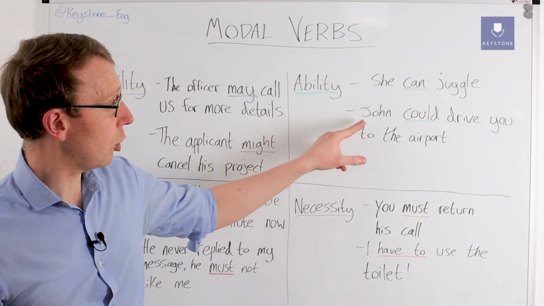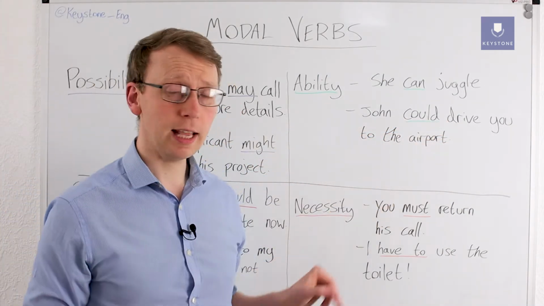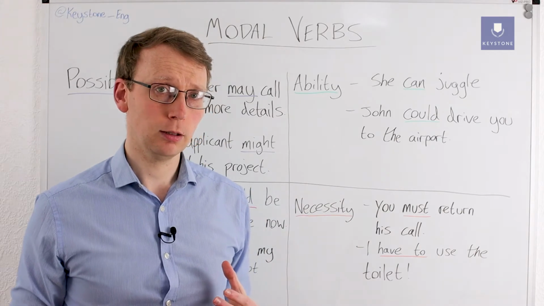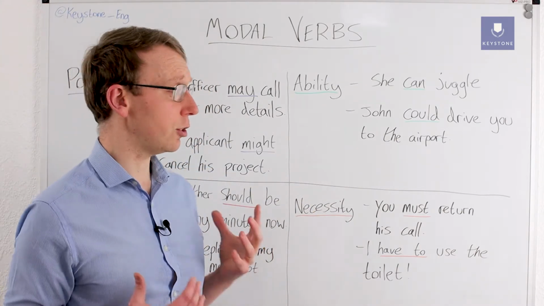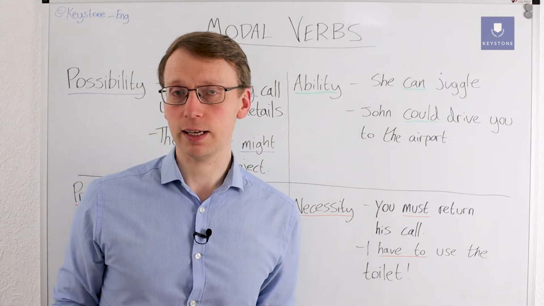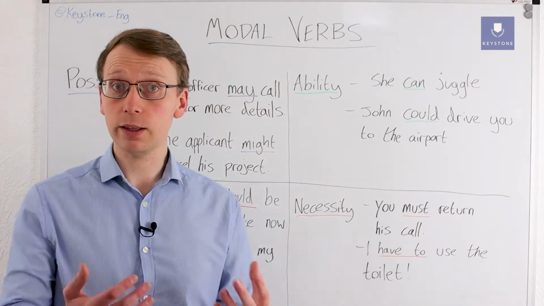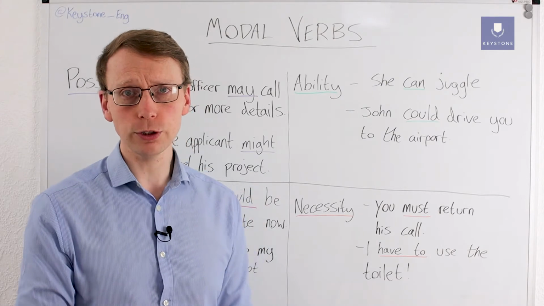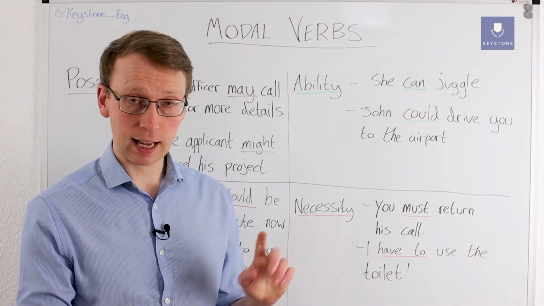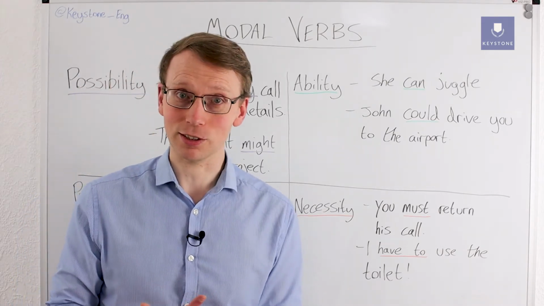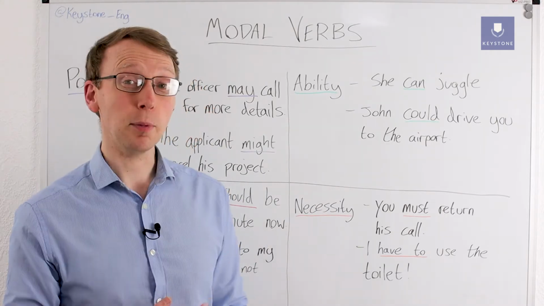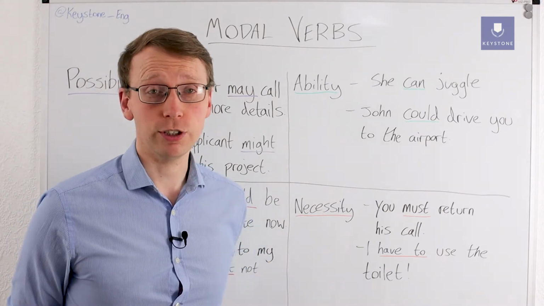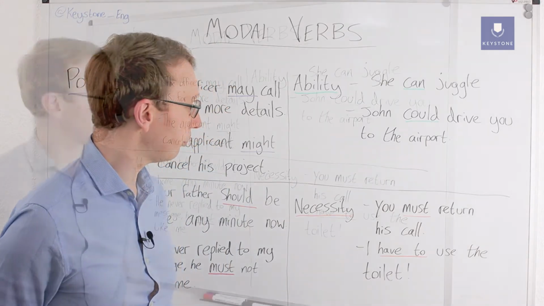Another example, John could drive you to the airport. Could is a modal verb that tells us that John has that ability. It does not necessarily mean that he will drive us to the airport, but perhaps he has a car and he has a driving license. He has the ability to drive us to the airport.